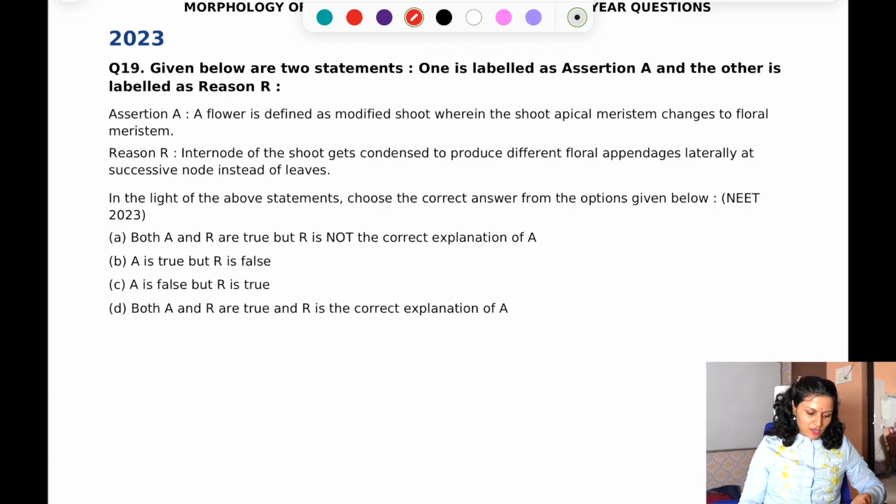Question 19. Assertion reason type question. A flower is defined as modified shoot wherein the shoot apical meristem changes to floral meristem. Absolutely correct statement from NCERT. Reason: internode of the shoot gets condensed to produce different floral appendages laterally at successive nodes instead of leaves. This is correct. Both A and R are true and R is the correct explanation of A according to me. So I will go for option D. Question 19, option D is the correct answer.